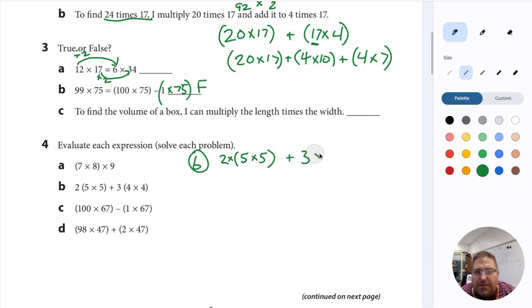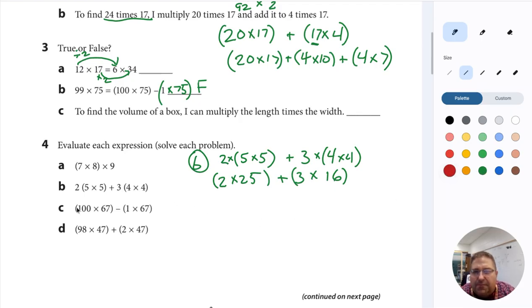Just like on this 3, that means 3 times 4 times 4. Okay? So 5 times 5 is 25. So I got 2 times 25 plus 3 times, let's see, 4 times 4 is 16. So again, we're going to have to solve these 2 parts to finish that one off, okay?